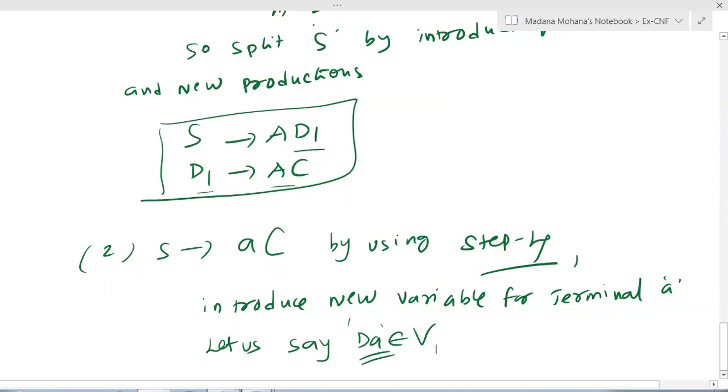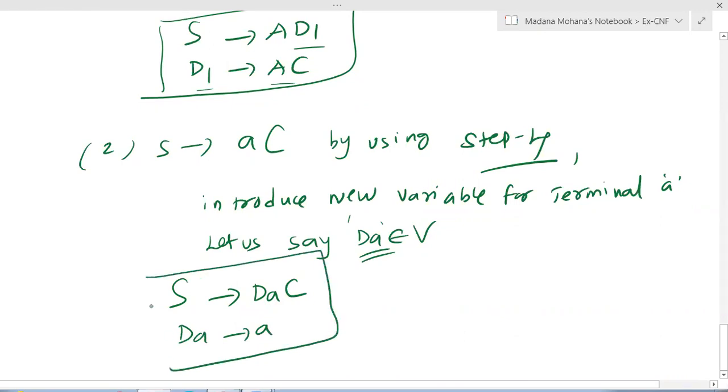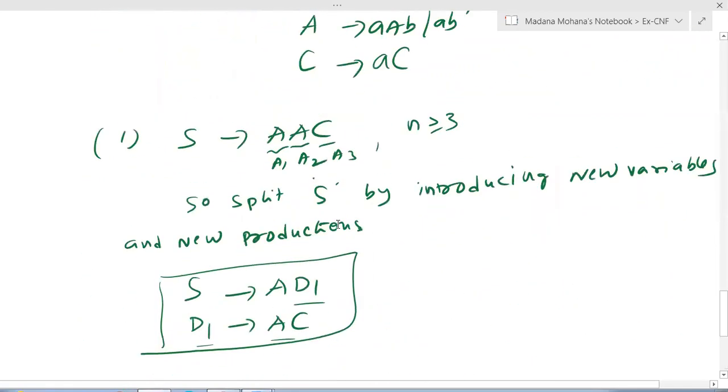Which belongs to V. Therefore, now write the resultant productions. S derives. In place of terminal A, we introduce D suffix A, C. Now you can see two variables are there. It is in the required form. Now what is D suffix A, that you can write down. Derives A. Now these are all the resultant productions which are in the required form. Two variables, here single terminal. Now all S productions are reduced to Chomsky normal form.